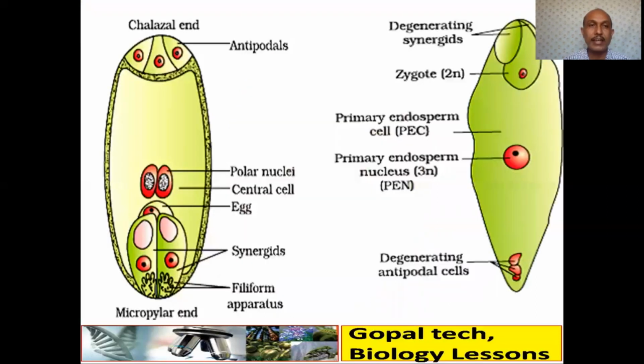You can see in another diagram here. These are polar nuclei and this is the egg cell. After fertilization, the egg cell becomes zygote, diploid, and the polar nuclei become the primary endosperm nucleus, triploid, 3N. This is the only cell which has 3N number of chromosomes. Zygote has 2N number of chromosomes, and the remaining synergids will degenerate and antipodal cells will degenerate. So this is the result of double fertilization.